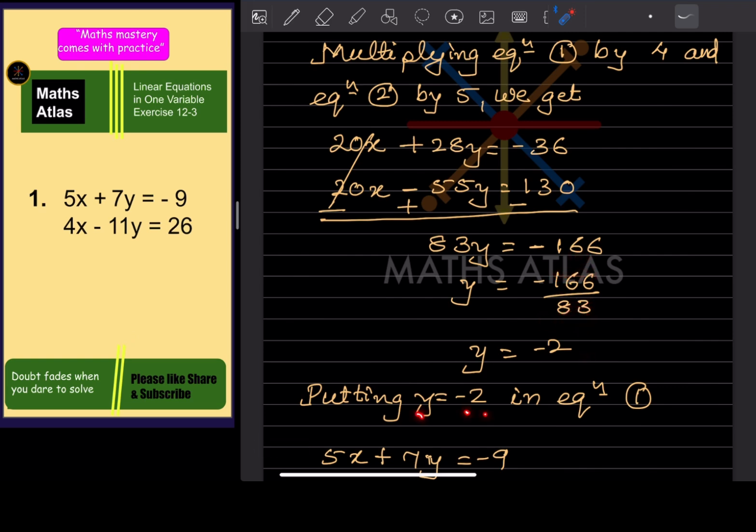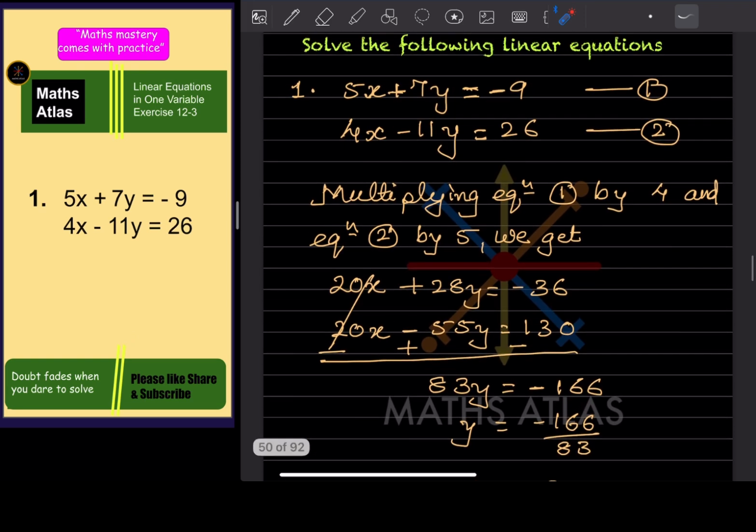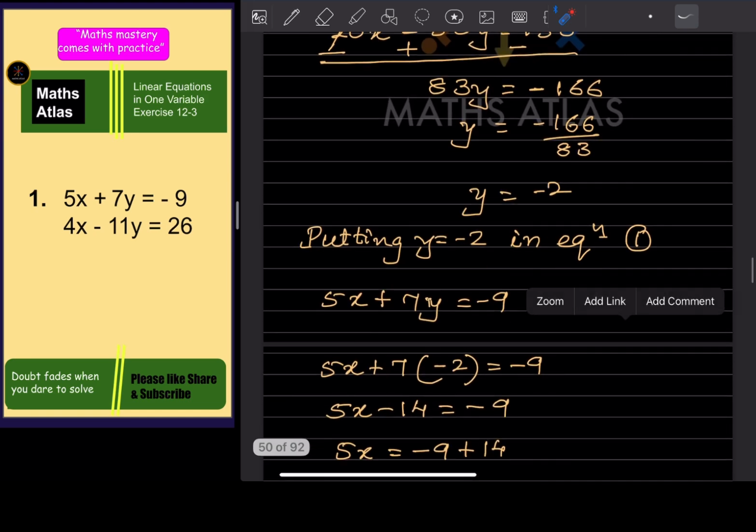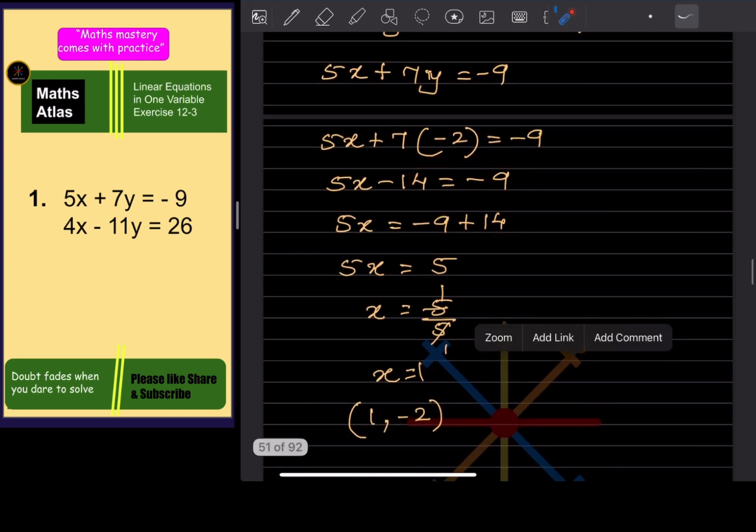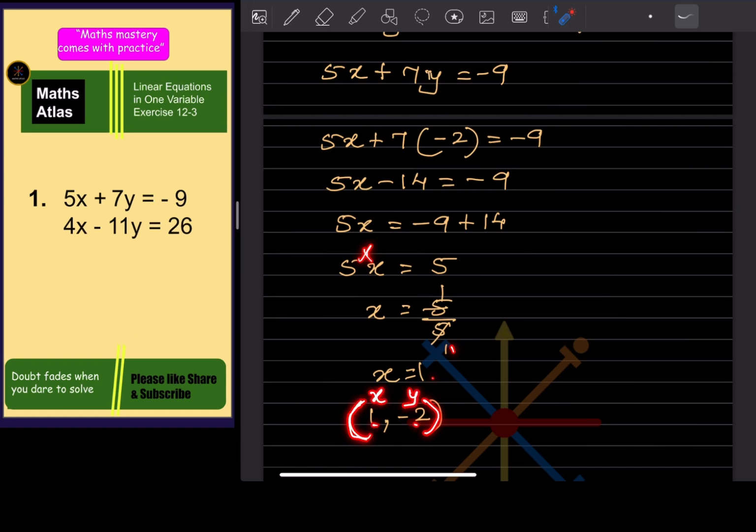Putting y equal to minus 2 in equation number 1. The same equation is written here, and in place of y we put minus 2. So 5x minus 14 is minus 9, and the 14 goes to the other side as plus 14. So 5x is 5, and x is 5 divided by 5, so x is 1. Because we want the solution, this is the value of x and this is the value of y. So we can write 1 and minus 2, meaning x is 1 and y is minus 2.